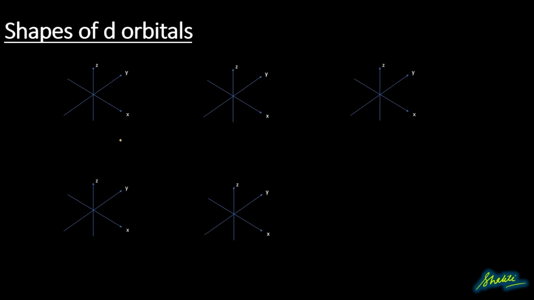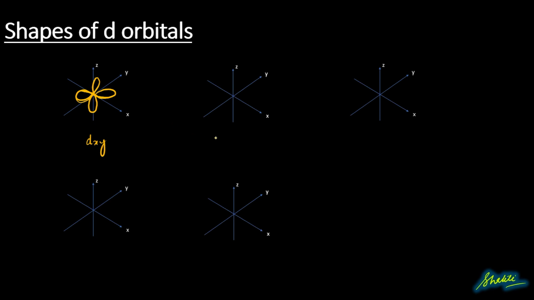Now let's draw the shapes of d orbitals. Let's first draw the shape of dxy orbital. In this orbital, one lobe is directed between x and y. The first lobe is between x and y, and the second lobe intersects the first lobe.